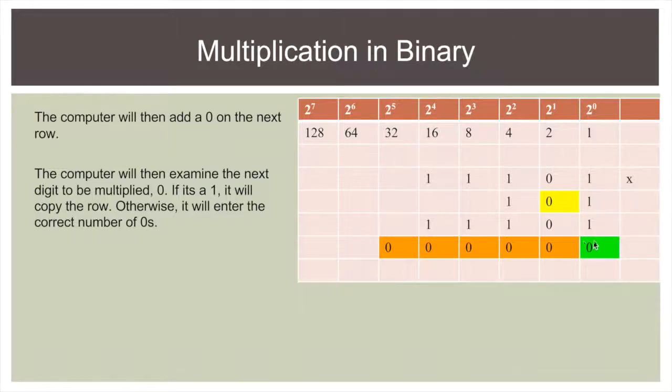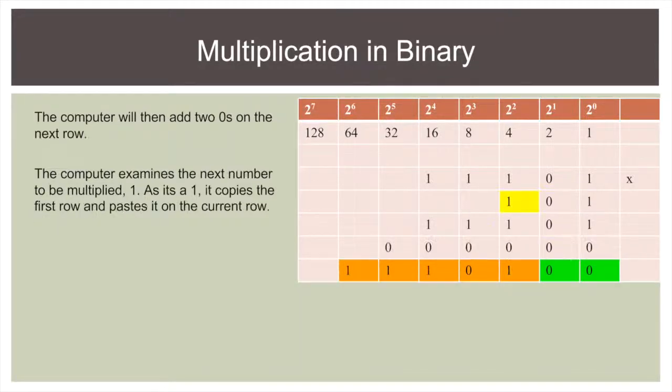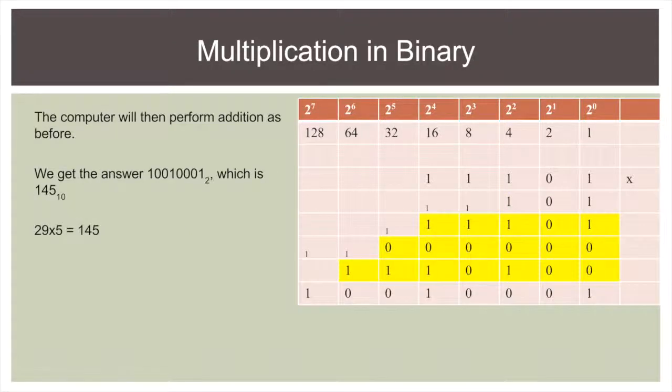It puts a 0 first as a placeholder and then shifts everything across so you get zeros. Then it puts 2 zeros, so it does the shift bit, and then it puts the top line again because this is all 1s. Alright, that's a 1. It's going to copy this across. And then it does the addition normally.